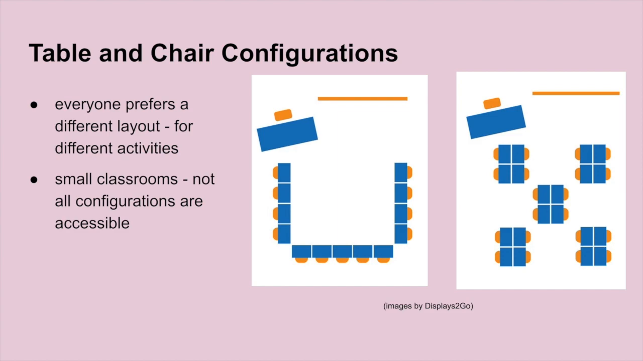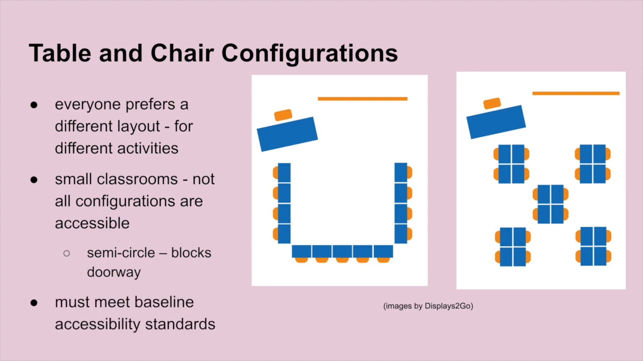For example, a semicircle does not work. The classrooms here are too small for this layout to be accessible. There will always be a chair in front of the door. There is no one ideal layout, but there are a lot of inaccessible layouts. In order for a configuration to be accessible, it has to meet certain standards.